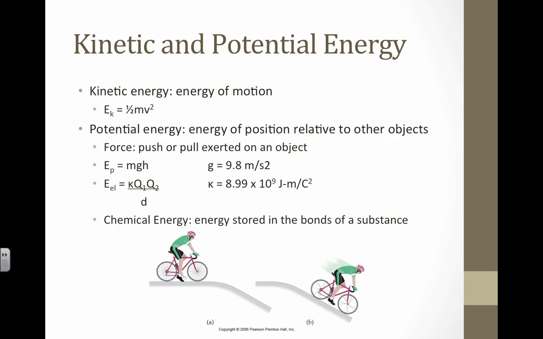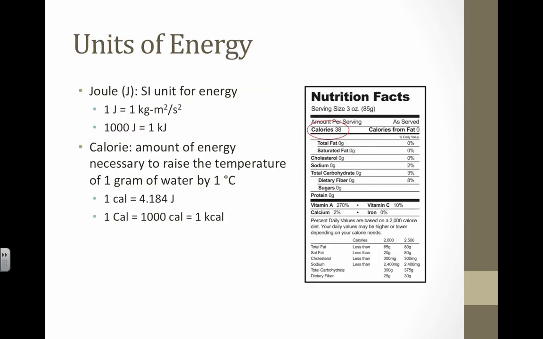For us, we can have electric fields and electric potential energy, which involves a constant, where Q1 and Q2 are the charges in coulombs of our electric field, and d is the distance between the two. We'll probably focus more on a potential energy known as chemical energy, and this is energy stored within the bonds of a substance.